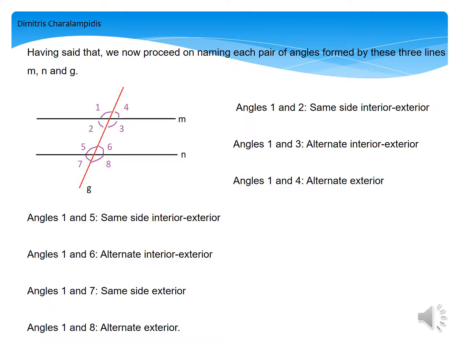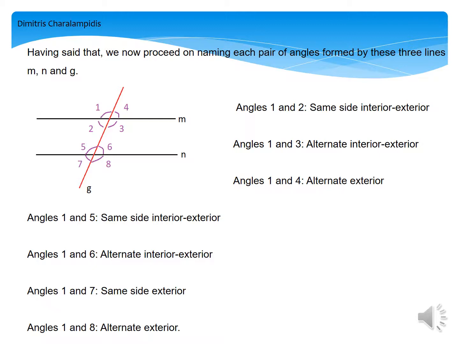Next, we move on to angles 1 and 3. This time, we can see that they are placed on different sides of the transversal, line G. So they are alternate angles. And again, since one of them is between lines M and N and the other is outside of them, we have a pair of alternate interior-exterior angles. Angles 1 and 4. They are alternate since they are on different sides of line G, and they are exterior because both of them are placed outside the parallel lines M and N.